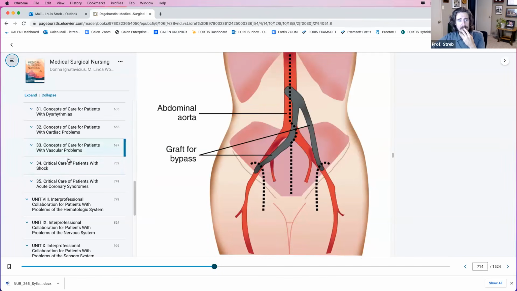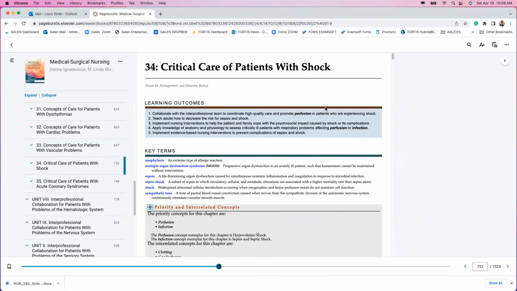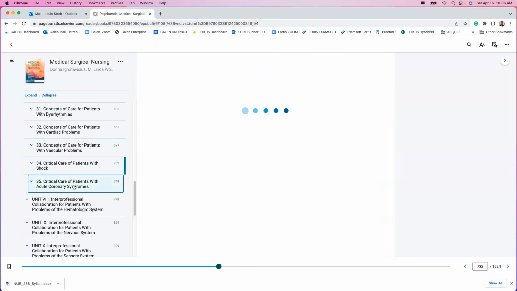That was a quick chapter, so I'm just going to go to 34. If y'all are still with me, is 34 a chapter? Yeah, we go to 35 next, right?